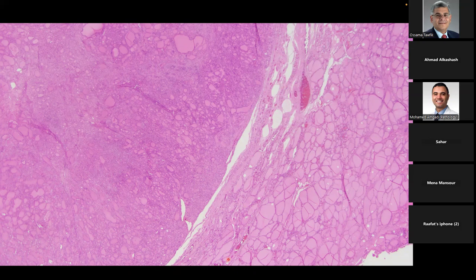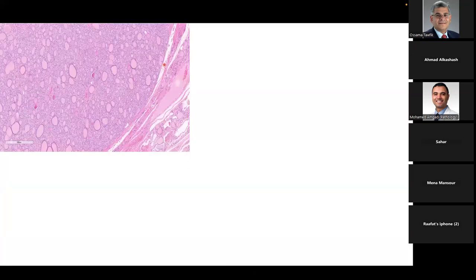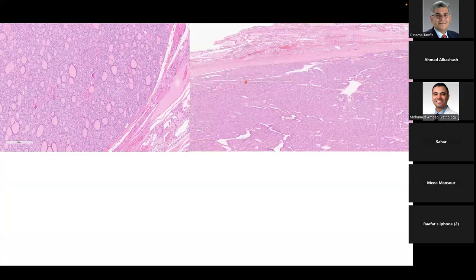And here are some examples. So here again, this is like the other one. You can see a very thin capsule and a microfollicular architecture in the middle. Here you can see another lesion with a thicker capsule. Here it's more fibrotic, it's thicker, and a microfollicular architecture in the middle, maybe a little bit of solid here and there.